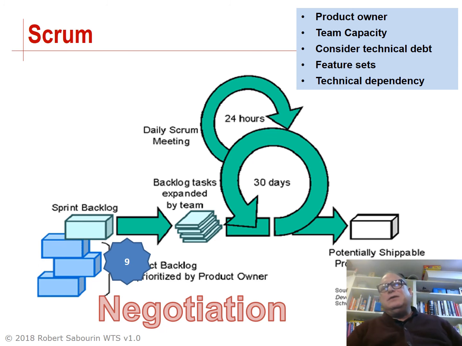The product owner knows what the stories are, knows what the business priorities are. The team knows what their capacity is, knows what sort of technical debt that they've acquired with time. The product owner knows how features relate to each other, and the team understands any technical dependencies between stories. And in the negotiation, the team basically ends up committing to implementing a subset of the product backlog in the upcoming sprint.